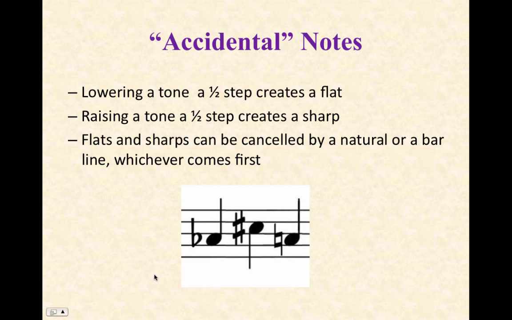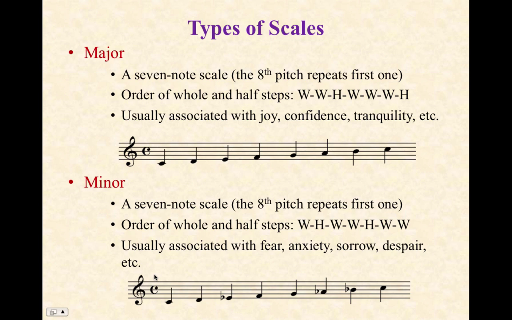So major and minor scales. The major scale is a 7-note scale. The 8th pitch repeats the first one, an octave. Okay, so here's our octave between C and C. Chromatic scale is a little more difficult to hear, but it uses all 12 pitches. And so instead of an 8-note scale, we're going to have a 12-note scale. And often, if something is in a major key, it's going to sound happy or peaceful to our ears.